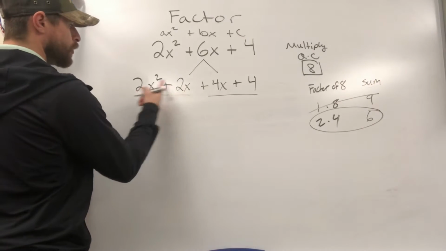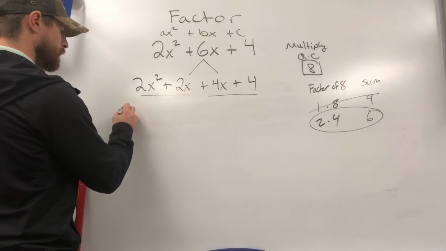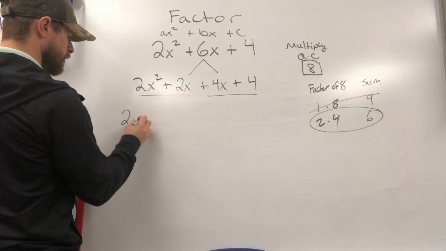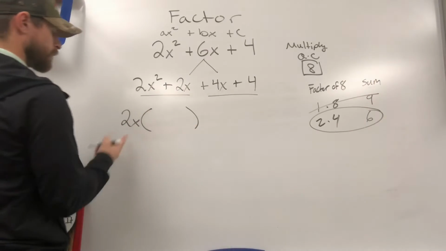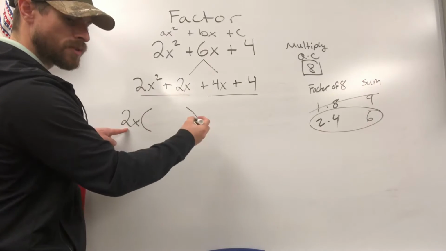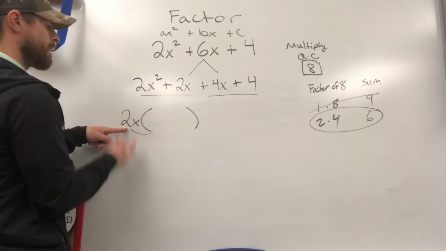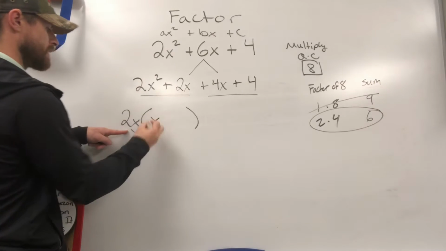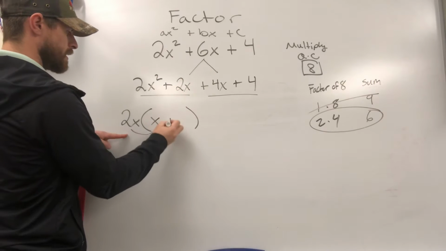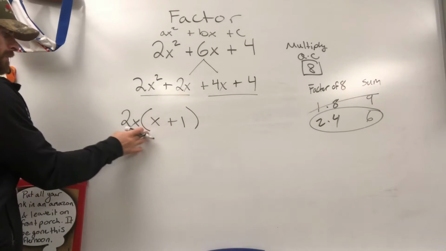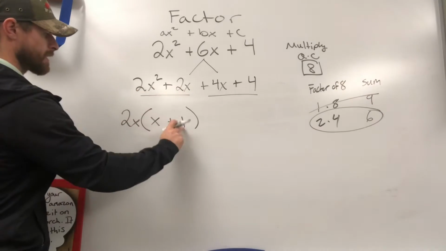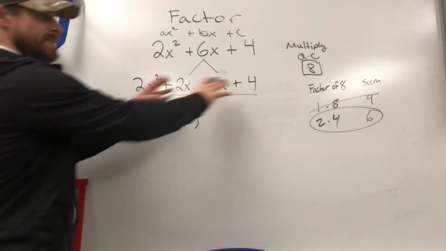So what are both 2x squared and 2x divisible by? They're both divisible by 2, and they each have at least one x attached to them, so I'm going to pull an x out as well. So my greatest common factor pulled out is 2x, and now I'm kind of undoing the distributive property. I'm saying 2x times what would make 2x squared, and that would just be an x. 2x times what would make 2x, and that would be a 1. So 2x times x makes 2x squared. 2x times 1 makes 2x. We're going to do that same thing over here.